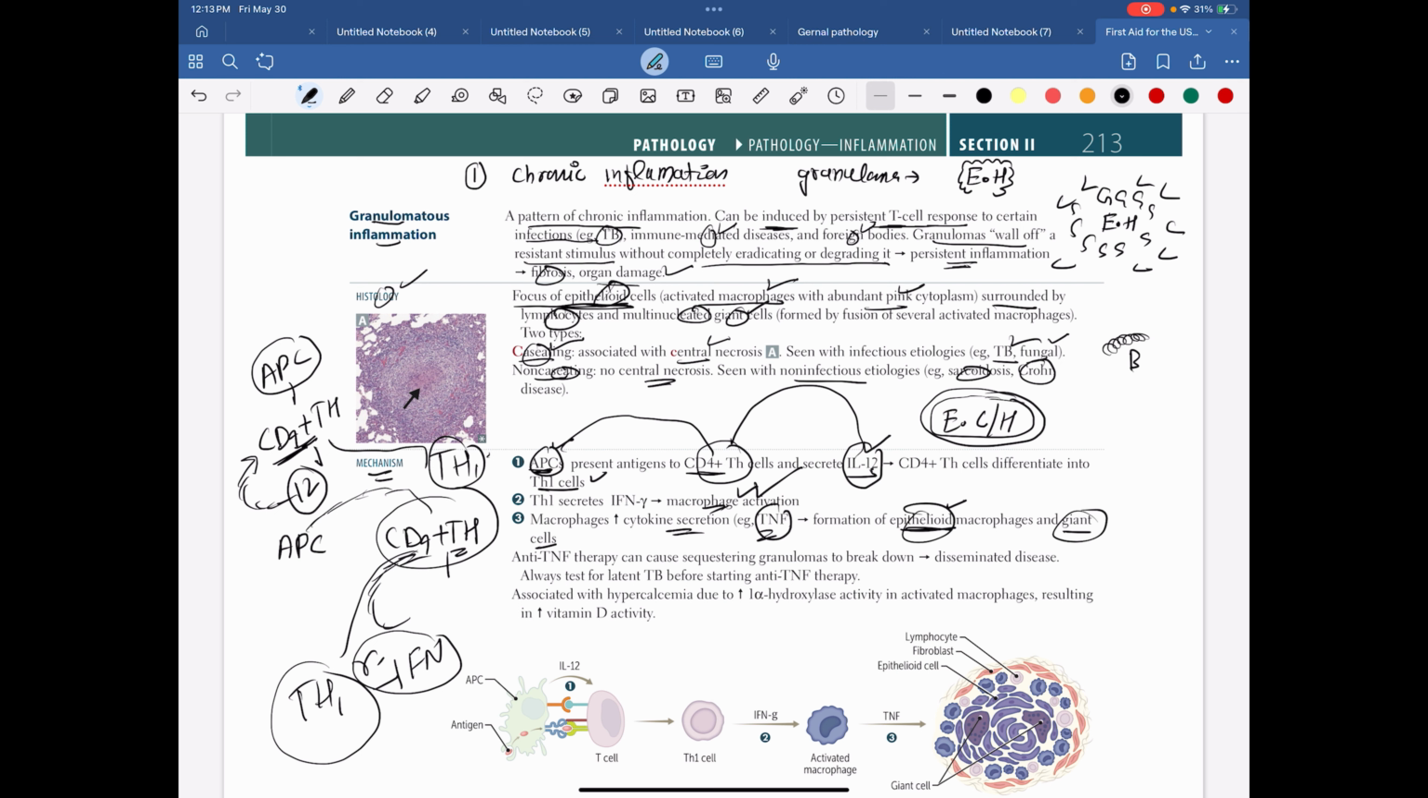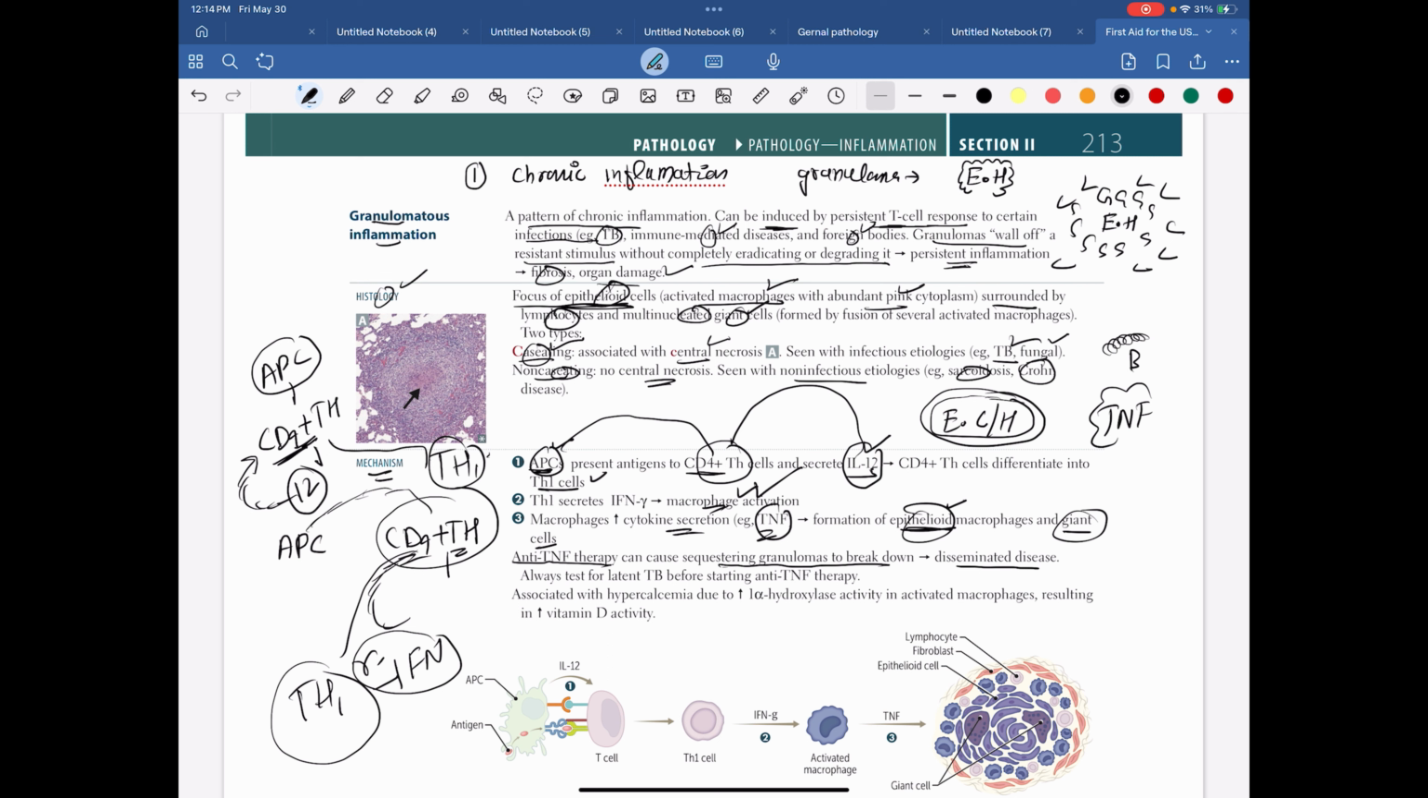Then after that, they have mentioned here that anti-tumor necrotic factor therapy can cause sequestering granuloma to break down and it can lead to disseminated disease. So let's take a clear concept from this example. As I already told you guys, tumor necrotic factor is very important for granuloma formation, because when the tumor necrotic factor is produced, it will go and convert the macrophages into giant cell, into epithelioid cell.